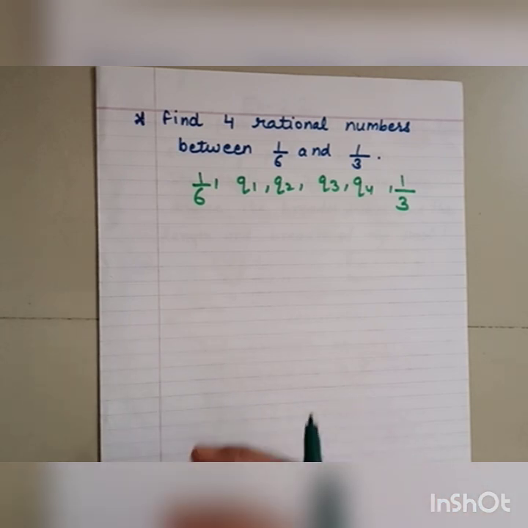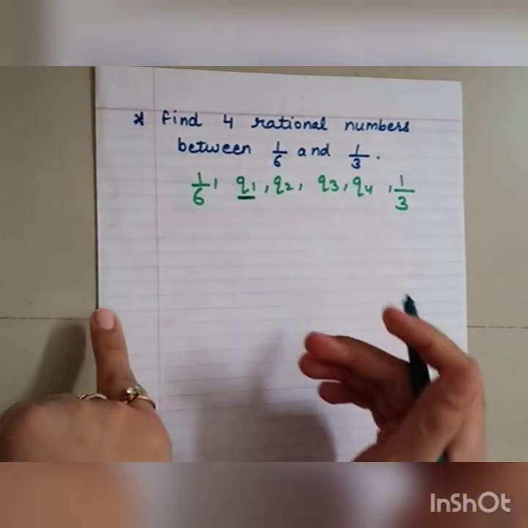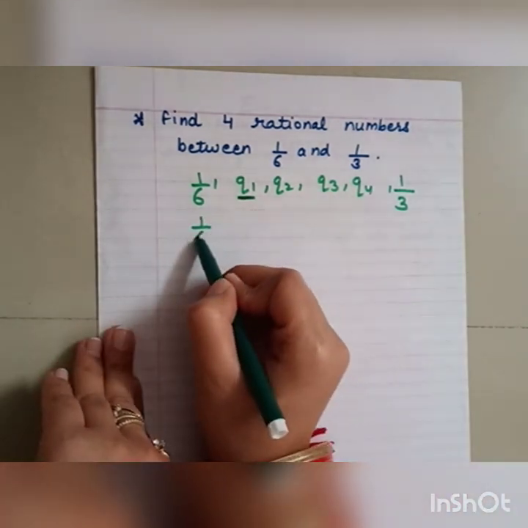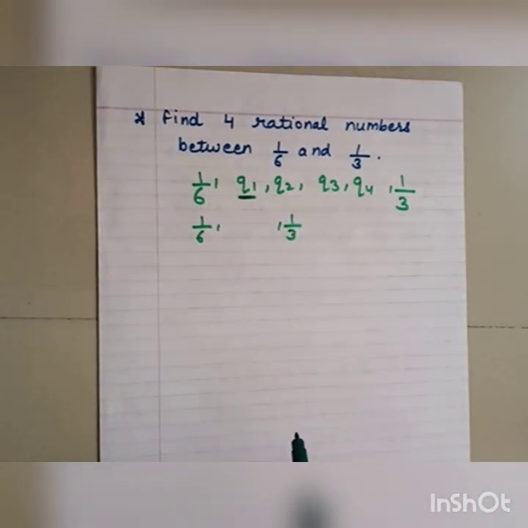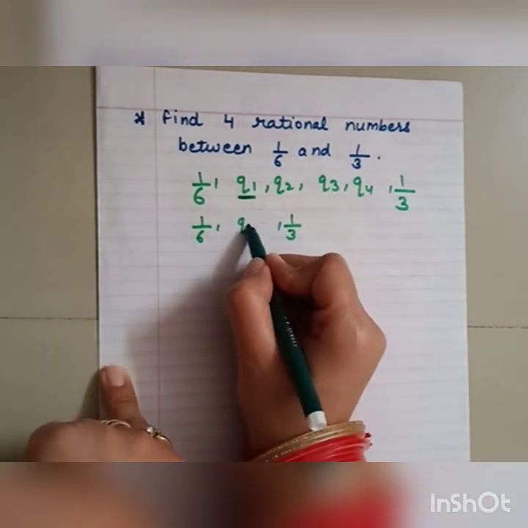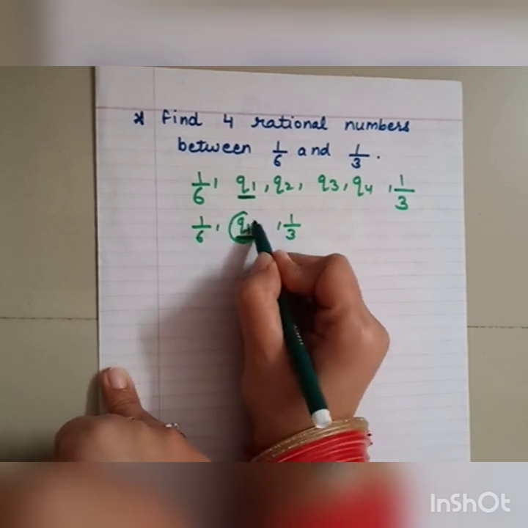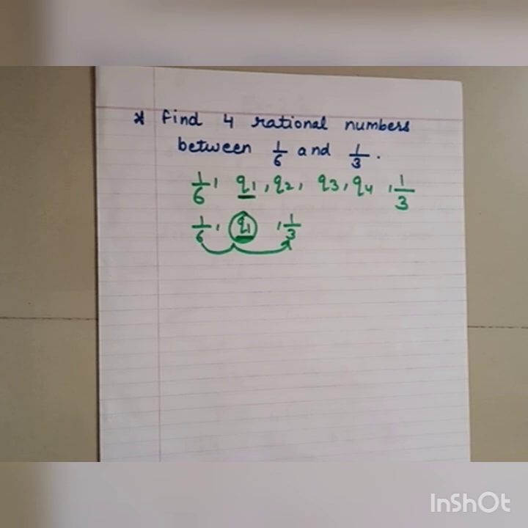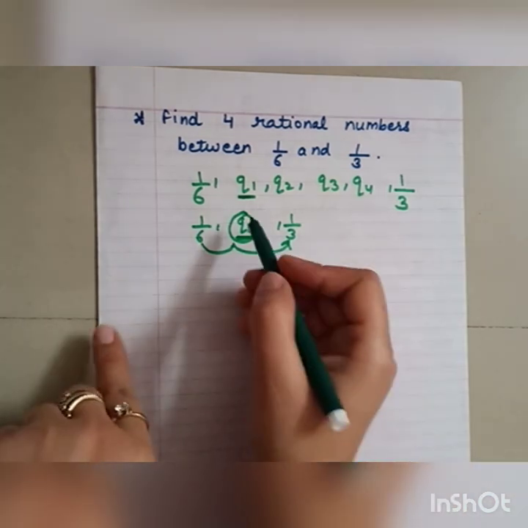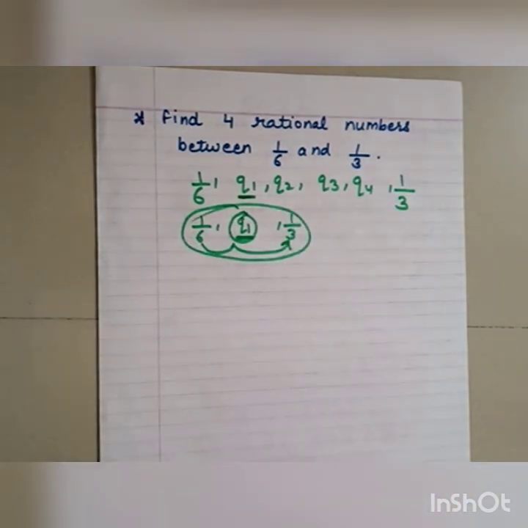How can we find the value of q1? First, see, between 1 by 6 and 1 by 3, four values are unknown. Means we have to find four values. We start from 1. Means q1 lies between 1 by 6 and 1 by 3. Only these values we know, 1 by 6 and 1 by 3 is given. So start from this first. How to find the value of the first rational number?